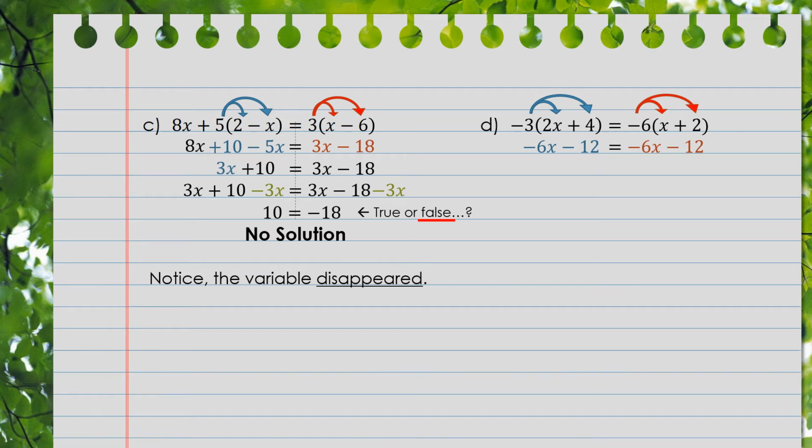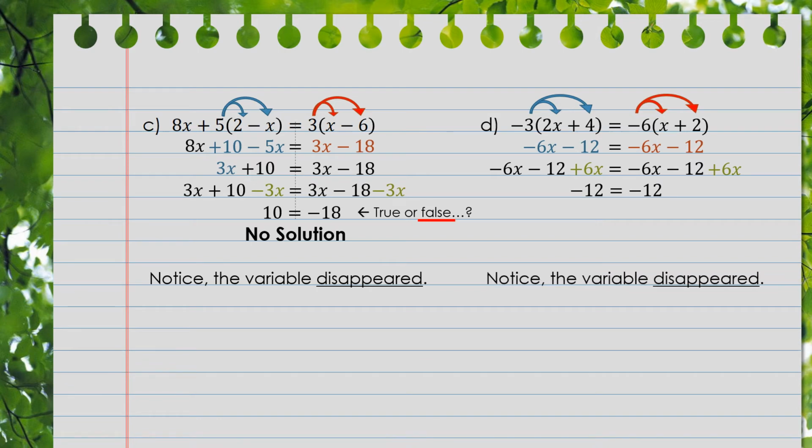Now again, we need to get x's on the same side, so you choose the side you want it on. And it doesn't matter. I'm going to choose to add 6x on the left side and add 6x on the right side so that I can get my x's on the same side. Now in this case, negative 6x plus 6x cancels, leaving me with negative 12. And on the right side, negative 6x plus 6x cancels, again leaving me with negative 12.